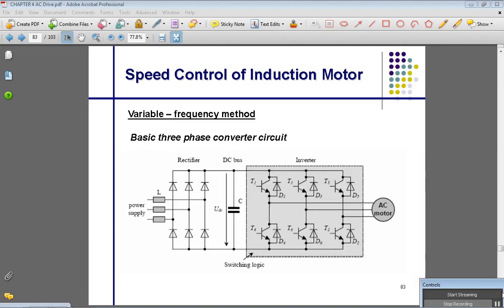This figure shows the detailed devices used in the variable frequency method. You can see that the overall system consists of the rectifier circuit, the DC link or DC bus, and also the inverter circuit.